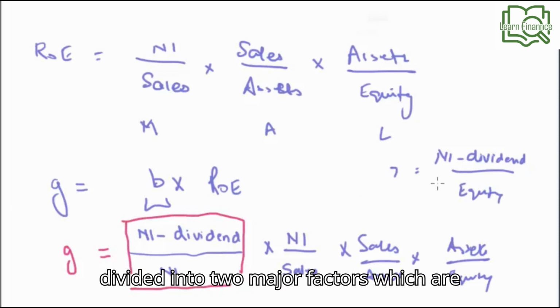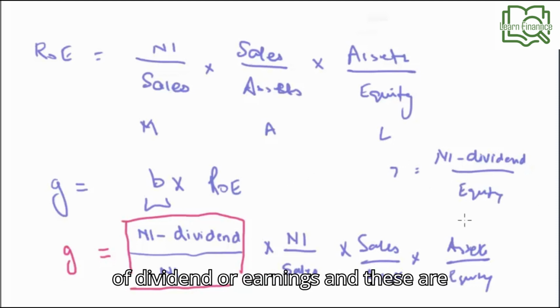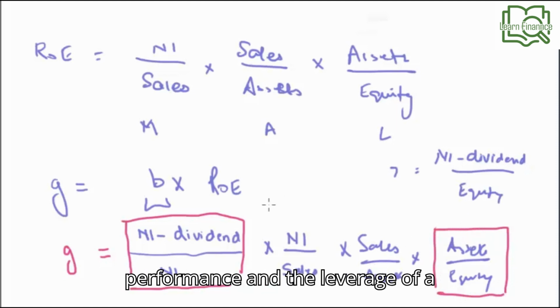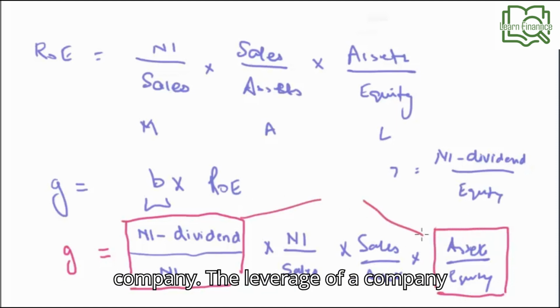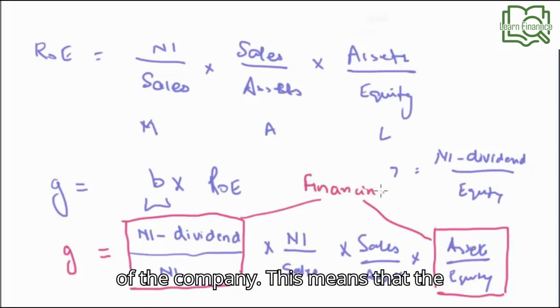These relationships are mainly divided into two major factors which are impacting the performance or the growth of dividend or earnings, and these are primarily divided into the financial performance and the leverage of a company. The leverage of a company represents financing decisions of a company. The rest represents performance of the company.